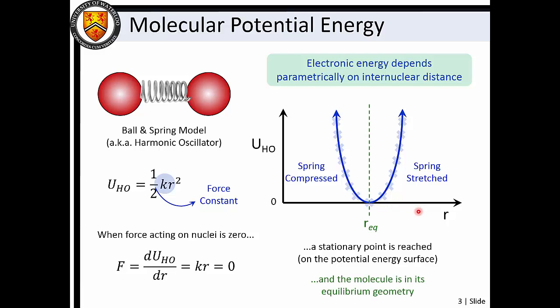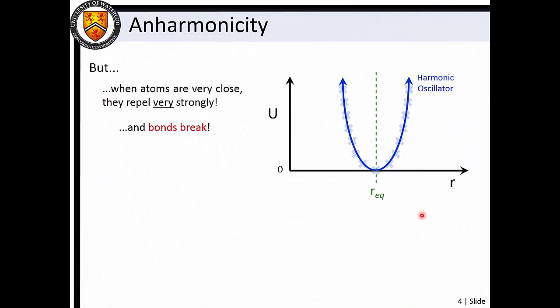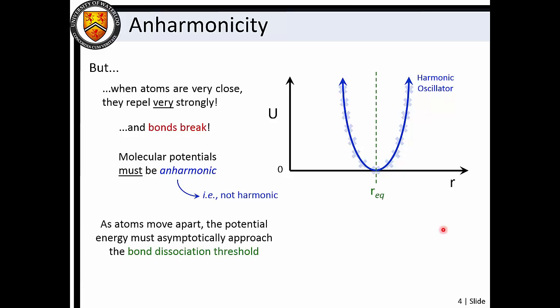But the harmonic oscillator is not really that great a model for molecules. When atoms are very close, they repel very strongly, so the repulsive part of the harmonic oscillator potential isn't quite steep enough. More importantly, as chemists, we know that as chemical bonds stretch, they also can break. This means that molecular potentials must be anharmonic. As atoms move apart, the potential energy must asymptotically approach the bond dissociation threshold.